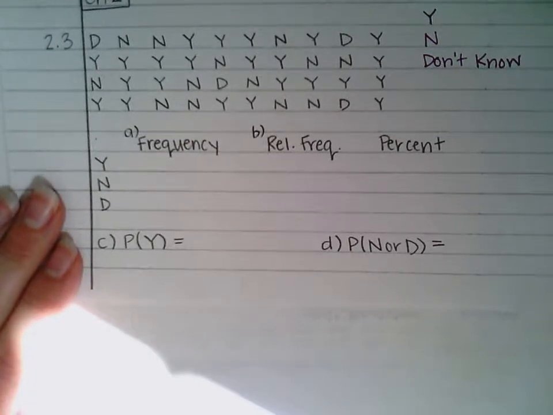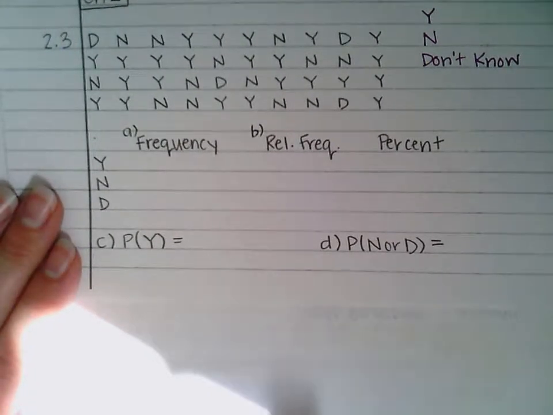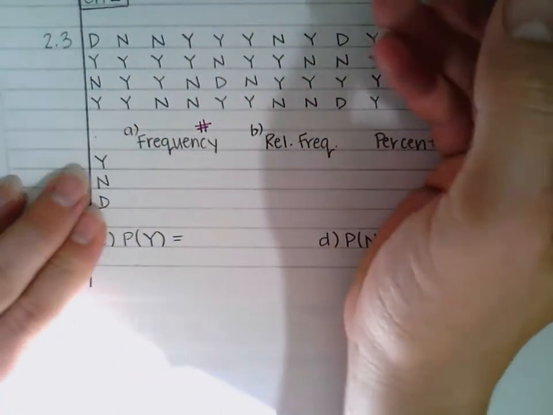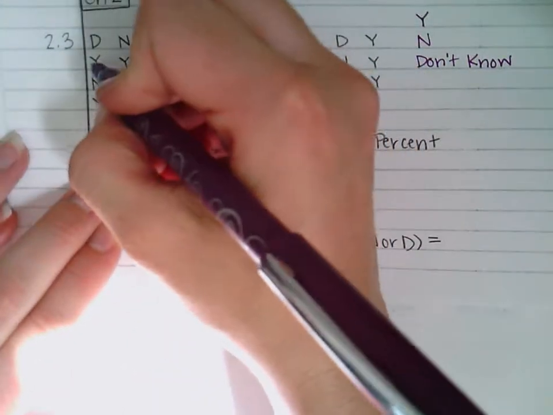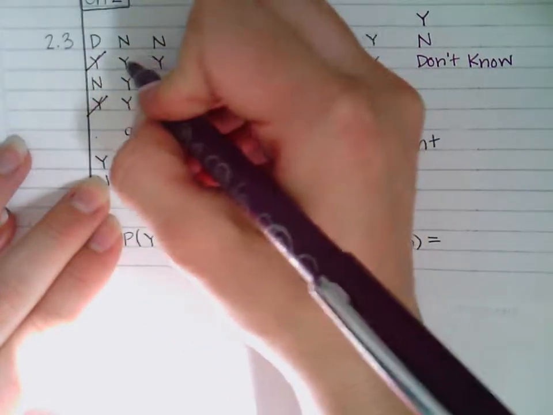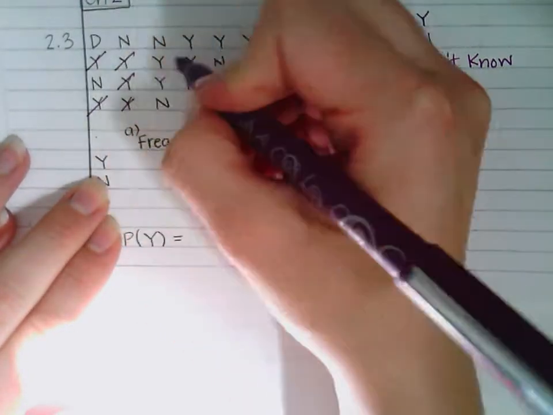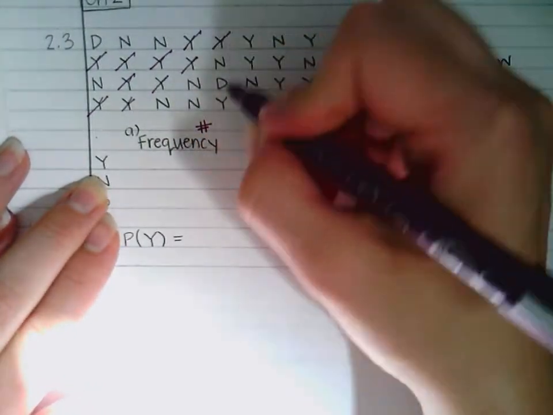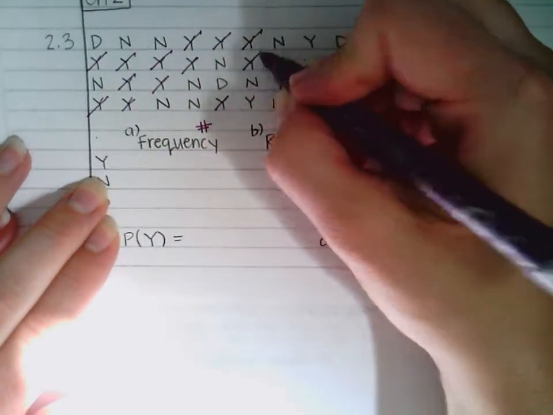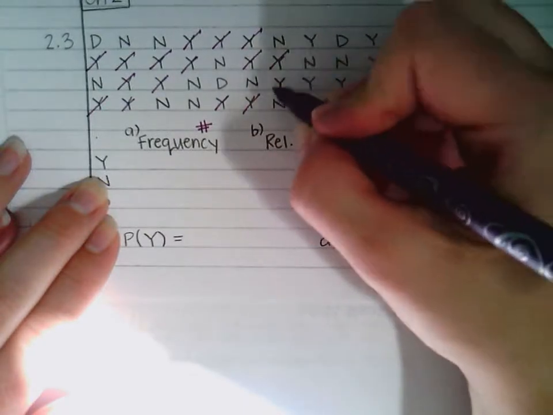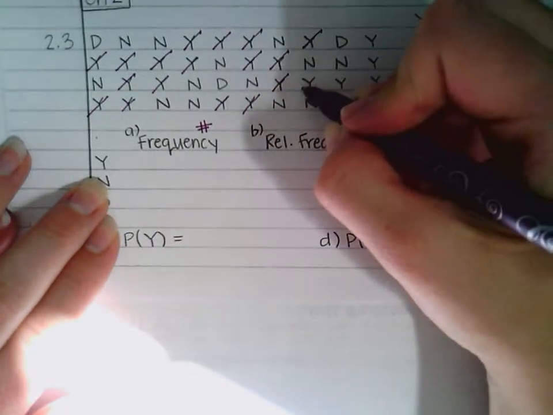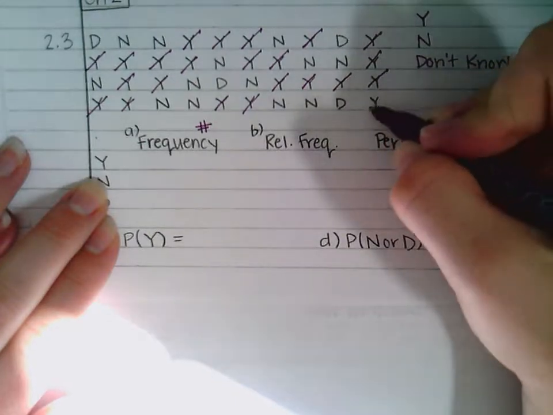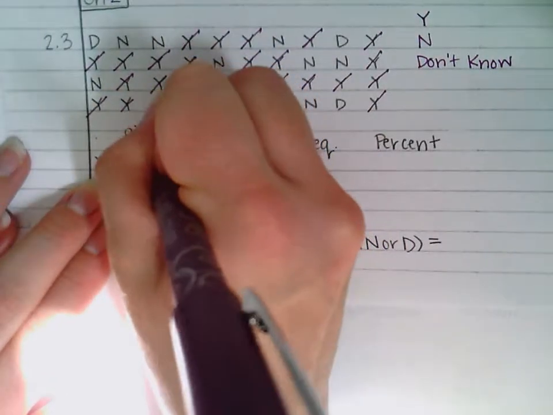Okay, and so I'm getting a really bad glare from my window there, sorry. So frequency just means the number of times that this happens. So let's go through and count the number of times we get a Y. 1, 2, 3, 4, 5, 6, 7, 8, 9, 10, 11, 12, 13, 14, 15, 16, 17, 18, 19, 20, 21, 22, 23.